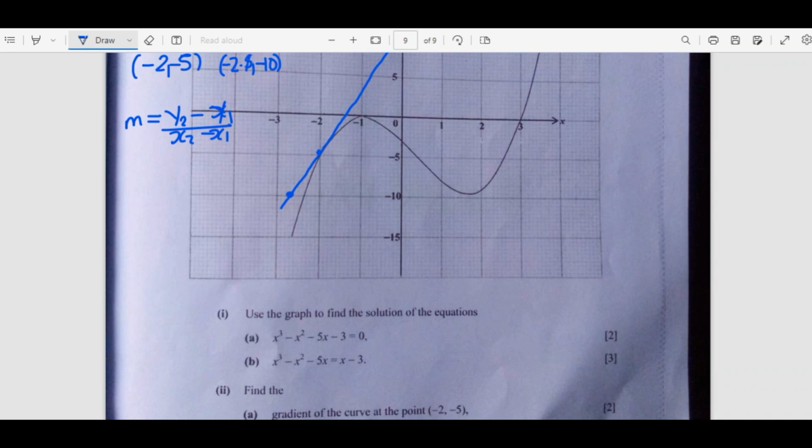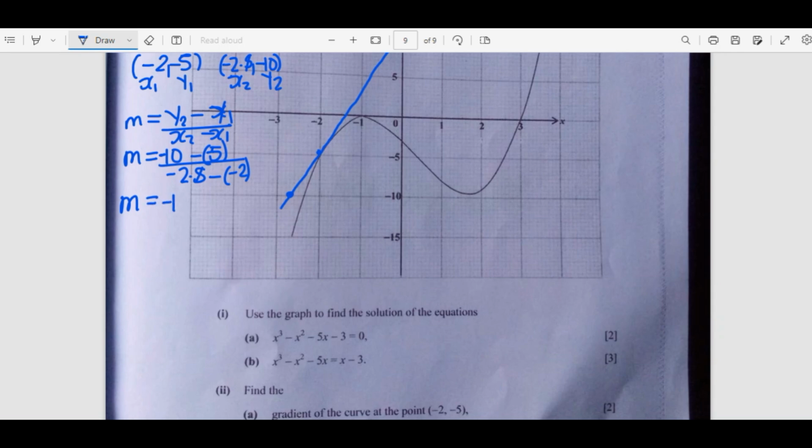So we can now find the gradient. We'll say x1, x2, y1, y2. So gradient is equal to y2, which is 10, minus y1, which is negative 5, over x2, which is negative 2.8, minus x1, which is negative 2. So this should be minus 10, so minus, then x2 is negative 2.